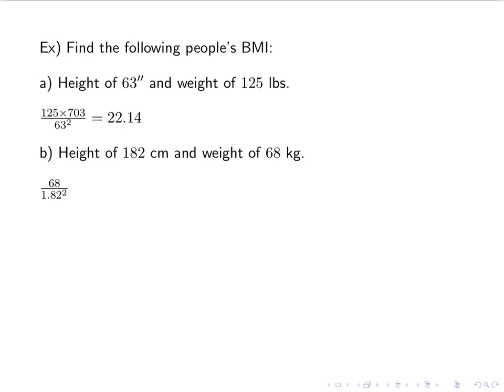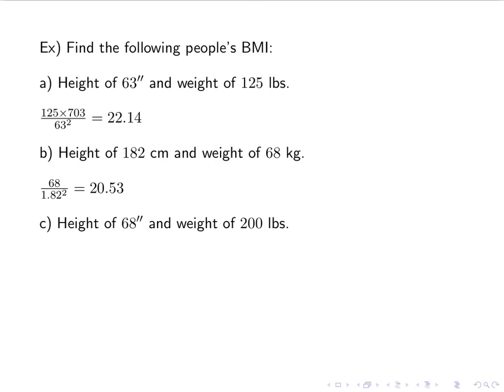So this equation is a little easier. It's just 68 divided by 1.82 squared. So this is centimeters, and this has to be meters. So remember, to go from centimeters to meters, we divide by 100. So 182 centimeters is 1.82 meters. And if we do that out, we get 20.53.